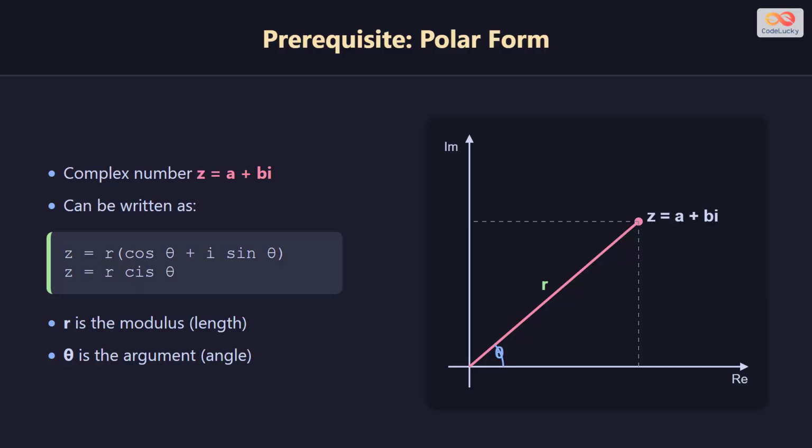To use the theorem, we first need to recall the polar form of a complex number. Any complex number z can be written as r cis theta, where r is the modulus, or distance from the origin, and theta is the angle. This form is crucial for what follows.